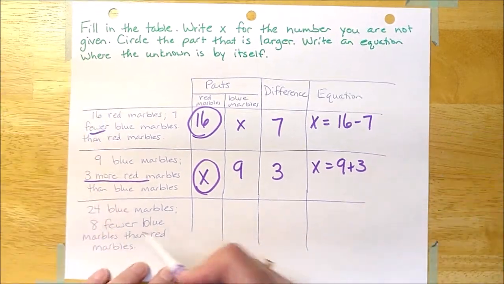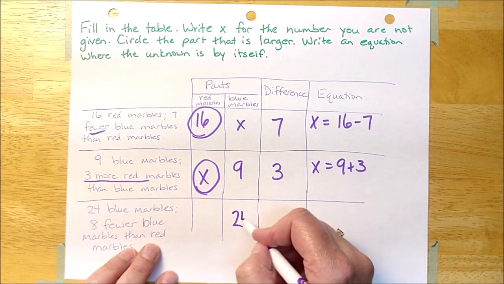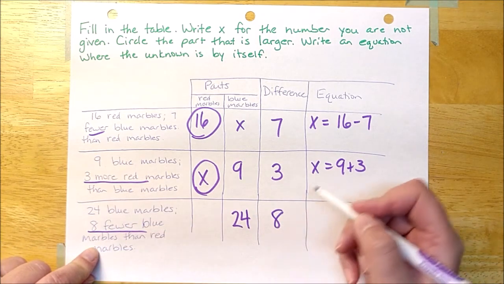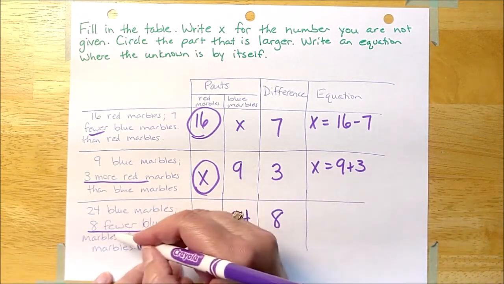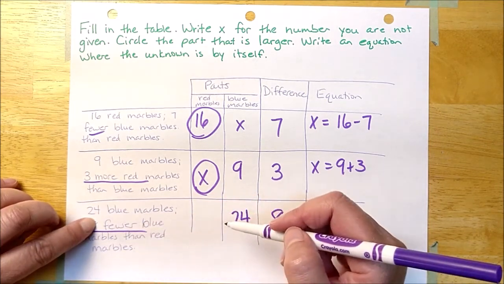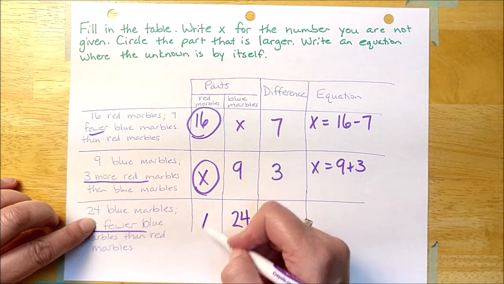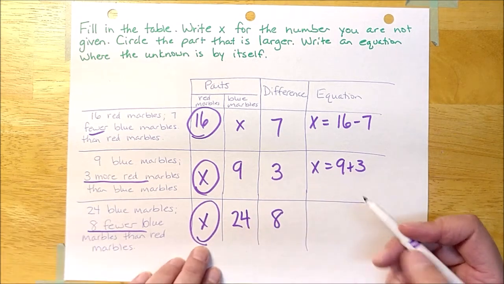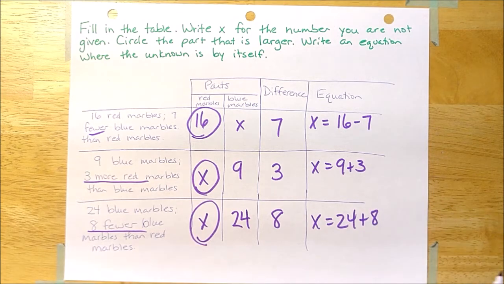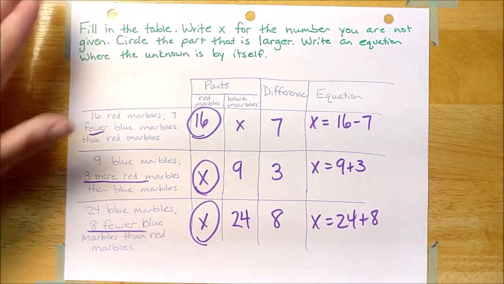Awesome. I have 24 blue marbles. I have 8 fewer, there's those words again that tell me it's the difference. I have 8 fewer blue marbles than red marbles. So that means that this is again my missing number, and so I would do 24 plus 8. Ta-da! So you're going to be doing a question like that.